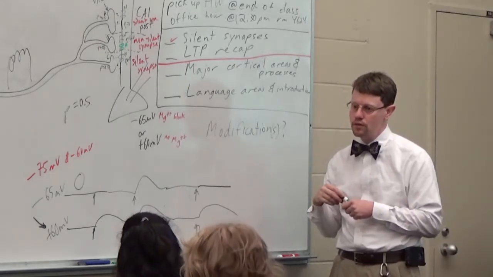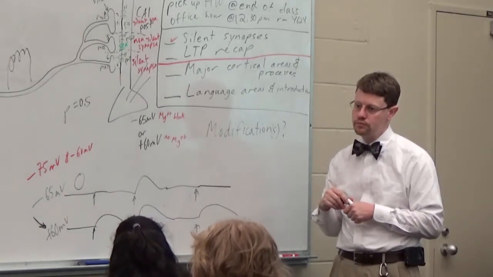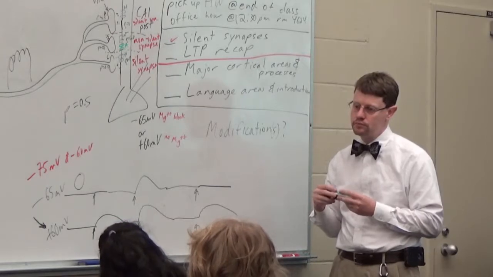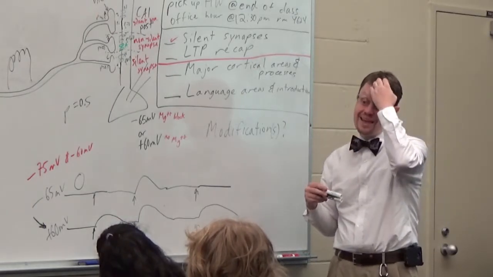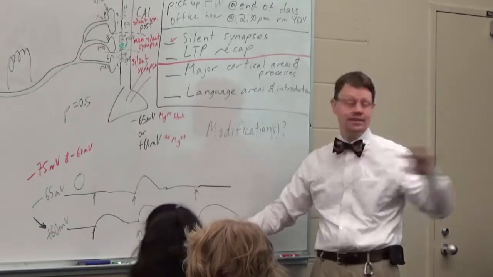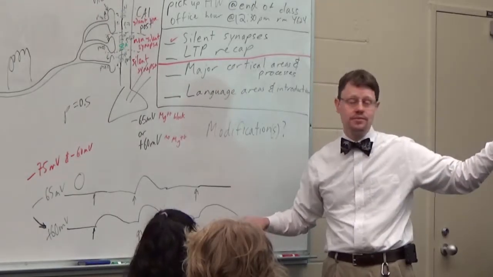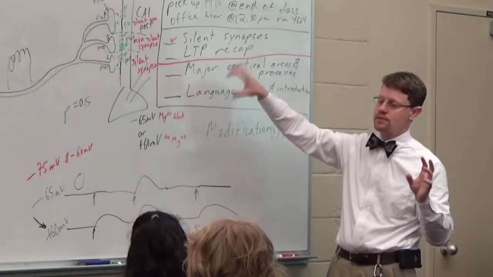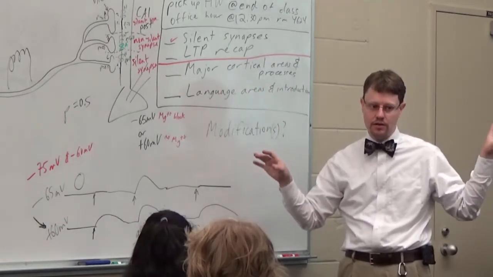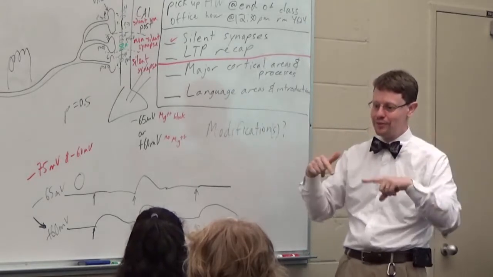Yeah? Can points of contact become silent synapses and non-silent synapses in the brain? That's the next slide, but yes. So right now, in this situation, we found some evidence that there are some contacts that are silent and some that are not. And that's where we are here. That's what I want to make sure everyone understands before we move on to the next step.